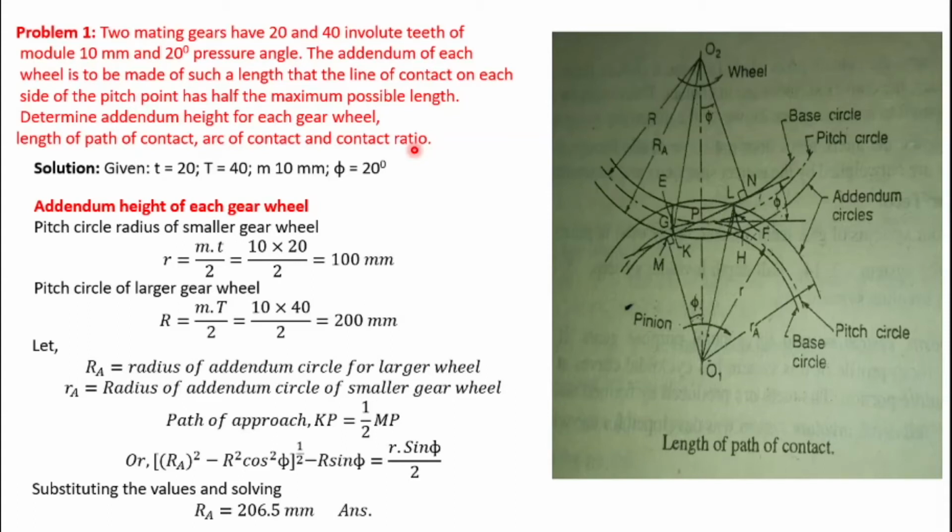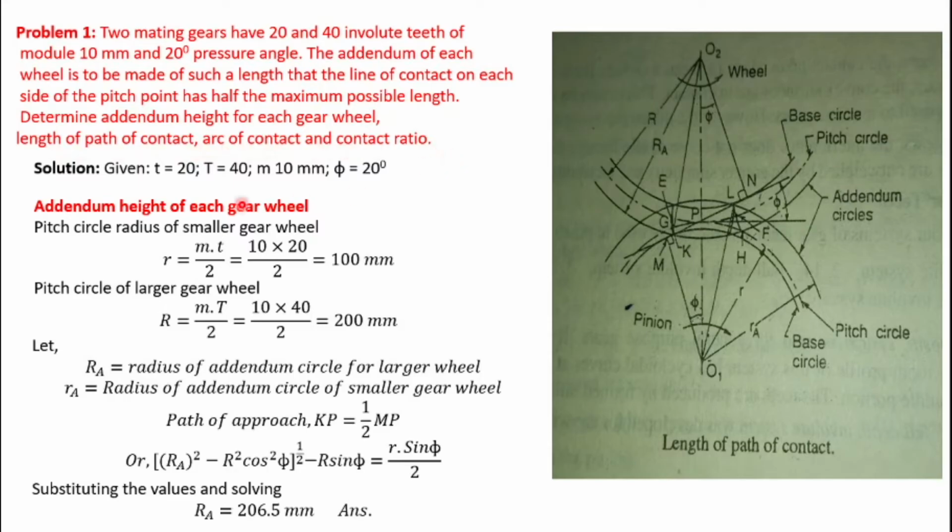This is the numerical of cam, and the numerical is like this. Two mating gears have 20 and 40 involute teeth of module 10 mm and 20-degree pressure angle. The addendum of each wheel is to be made of such a length that the line of contact on each side of the pitch point has half the maximum possible length. Determine the addendum height for each gear wheel, the length of path of contact, the length of arc of contact, and the contact ratio.